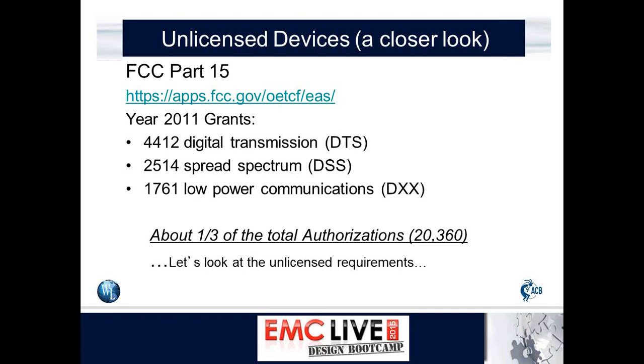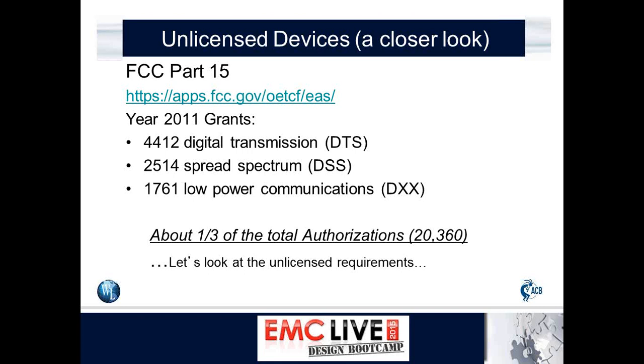In the year 2011, there were 4,412 grants for digital devices or digital transmission systems. There were 2,514 spread spectrum devices and 1,761 low power communications devices, about 1/3 of the total authorizations.